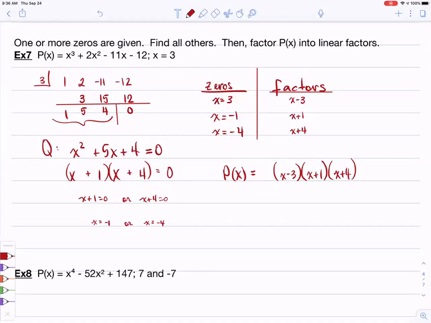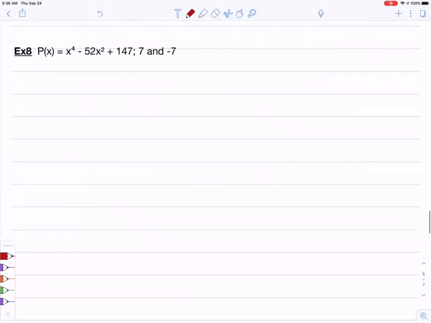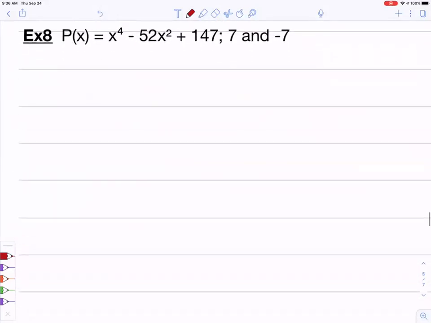Let me finish reading the directions here. Once you are told that some zeros are given, go find the other ones. And then after we find all our zeros, we'll factor and write it as a product of factors. So that's what we're being asked for on this one. Now look at number 8. How many zeros are possible in this particular polynomial? 4, and we know that because of the degree.